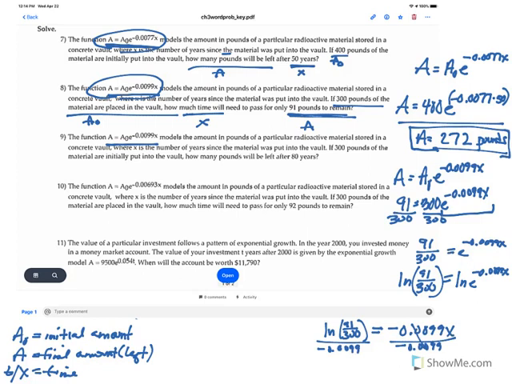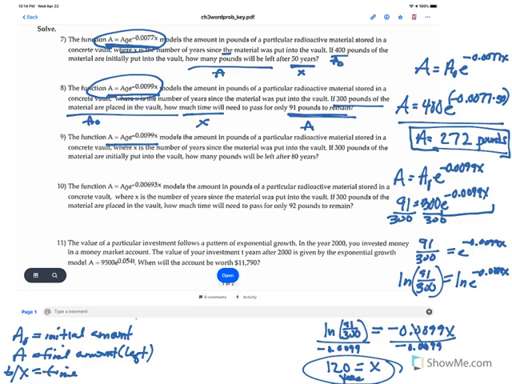So now this would be considered our exact answer: ln of 91 over 300 divided by negative 0.0099. But we are doing a word problem, so we need to approximate. We put this in the calculator: ln of 91 divided by 300, close parentheses, divided by negative 0.0099, and that gives us 120.4. So 120 equals x. How long will it take for only 91 pounds to remain in the vault? 120 years.